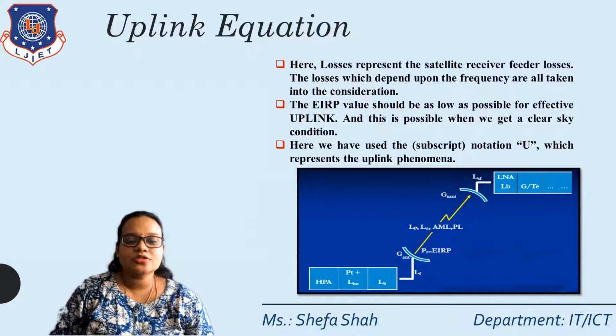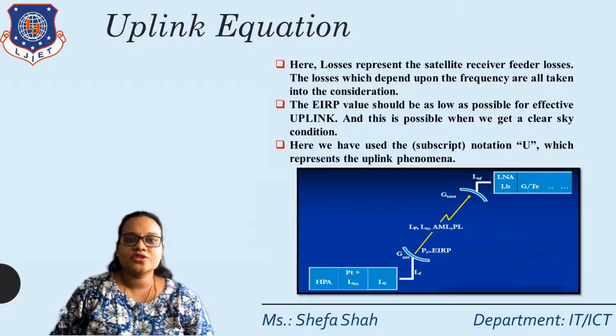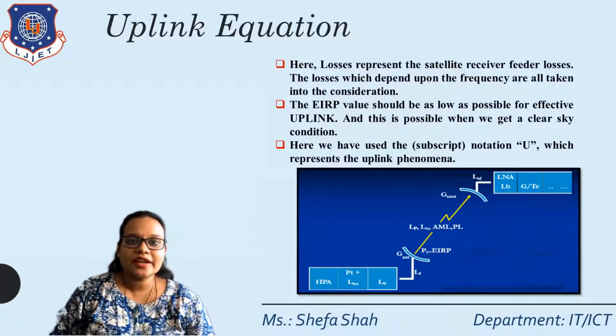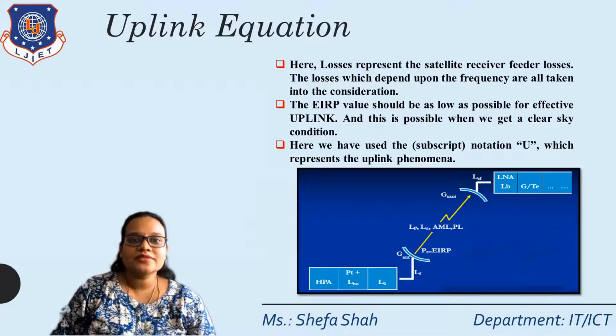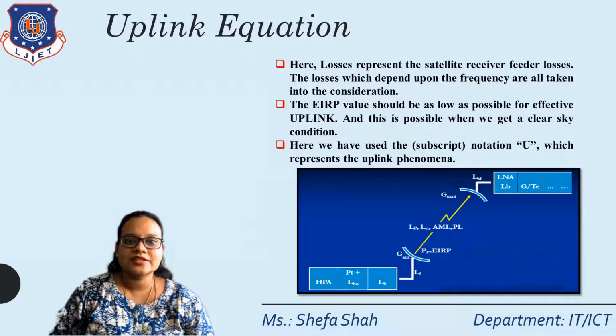Now, various losses will occur in free space, that is the antenna misalignment loss, polarization loss, atmospheric absorption, and FSL. These losses will also be calculated separately and subtracted from the transmitted power. Then at the end, when you reach the satellite, the gain of the receiving antenna will be added to that equation, and the receiver feeder loss, which is RFL, will be subtracted again. Finally, we get PR, the received power, from this equation.